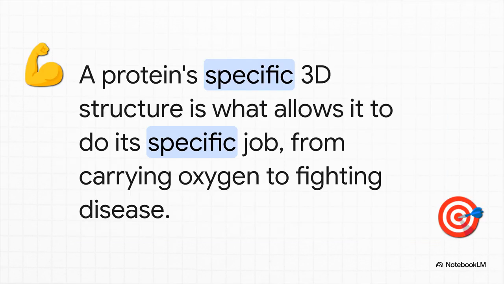And the jobs these tiny machines do, they're absolutely incredible. One sequence folds into hemoglobin, a machine perfectly shaped to carry oxygen. A different sequence folds into pepsin, an enzyme shaped to chop up food in your stomach. Another sequence folds into an antibody, a weapon shaped to hunt down a specific virus.